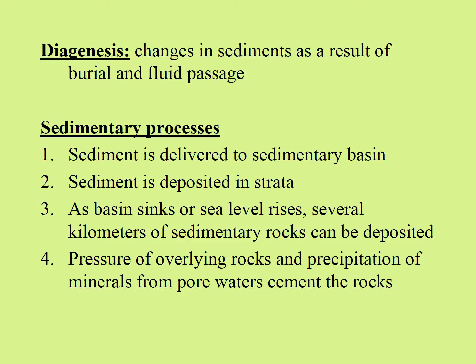We have a number of different sedimentary processes, and these different processes deliver the sediments to the sedimentary basin. The sediments accumulate as strata or layers. As the basin sinks or the sea level rises, we could end up with several kilometers thickness of sedimentary rocks deposited one on top of another. The pressure of overlying rocks and the precipitation of minerals within the pores between the grains can cement the rocks together. So all those processes are part of diagenesis, which is a rock forming process.